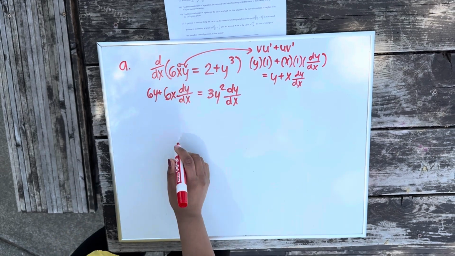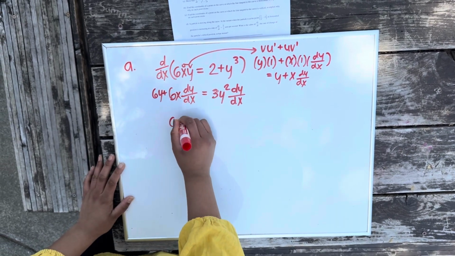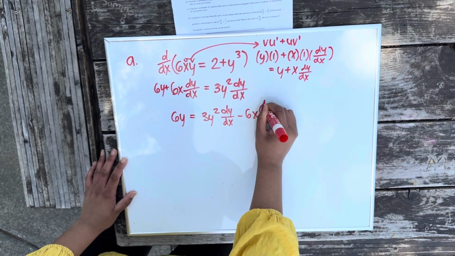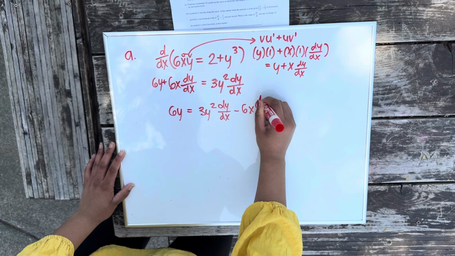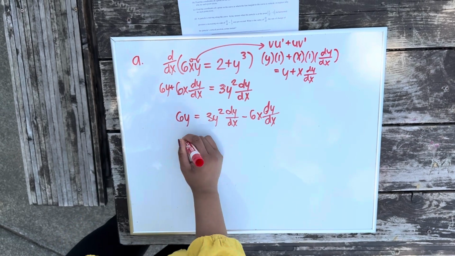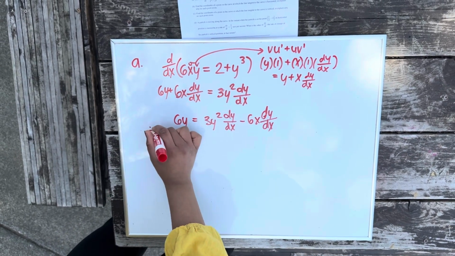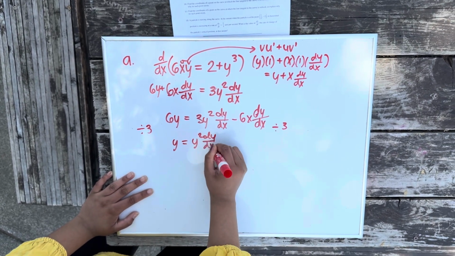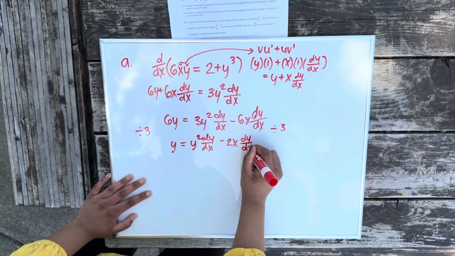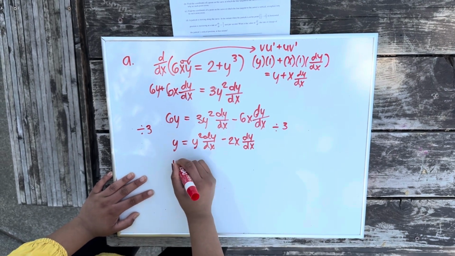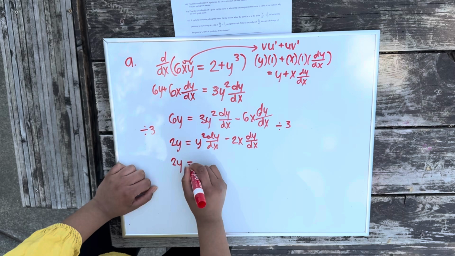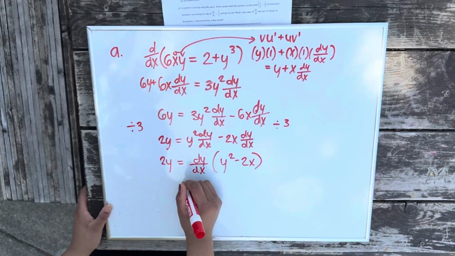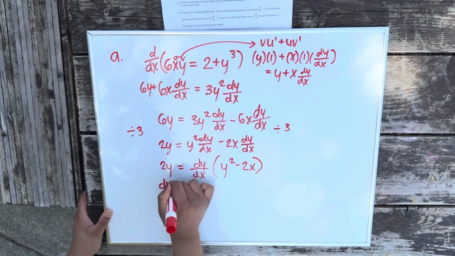Proceeding this step, you're going to want to place your dy/dx terms to one side of the function. So I got 6y is equal to 3y squared times dy/dx minus 6x dy/dx. After this step, you can divide your entire function by 3. You can also factor out your dy/dx at this time, so you're left with 2y equals dy/dx times y squared minus 2x.